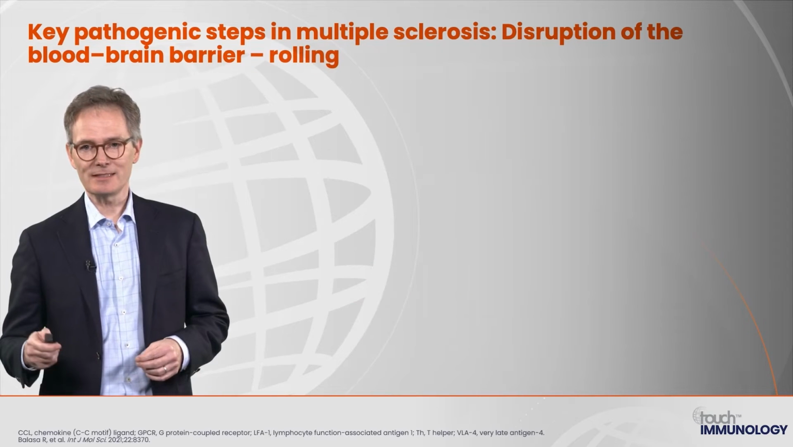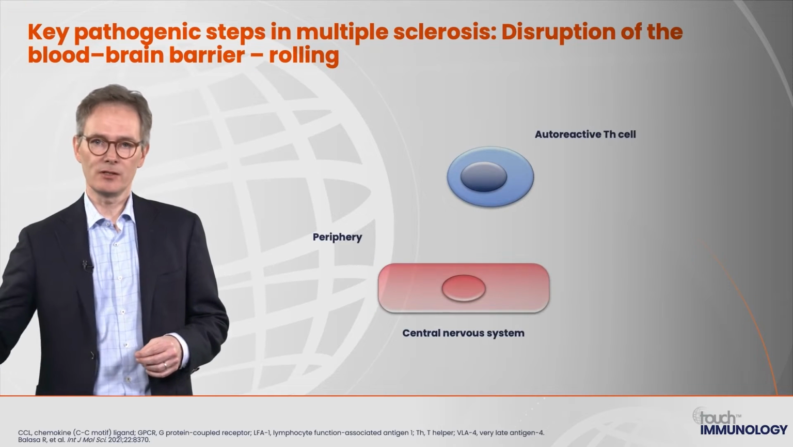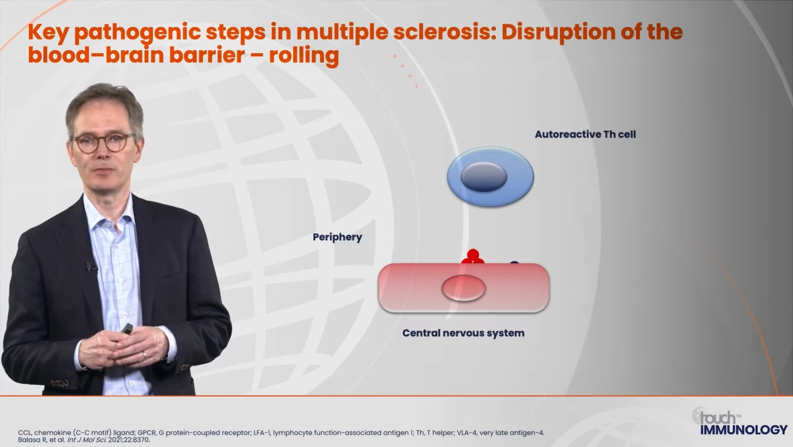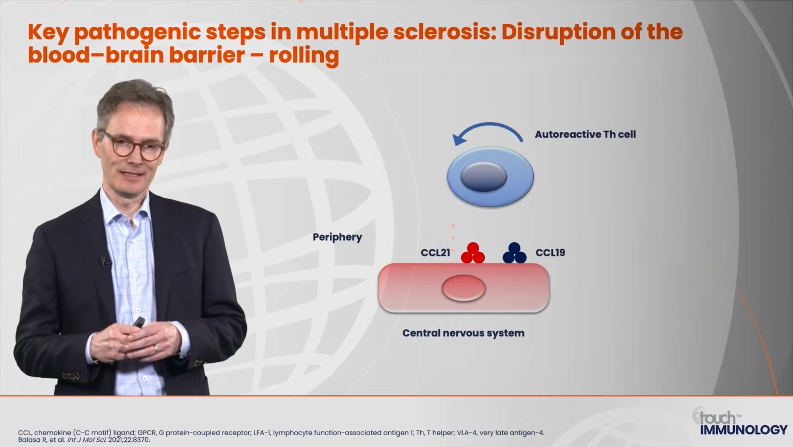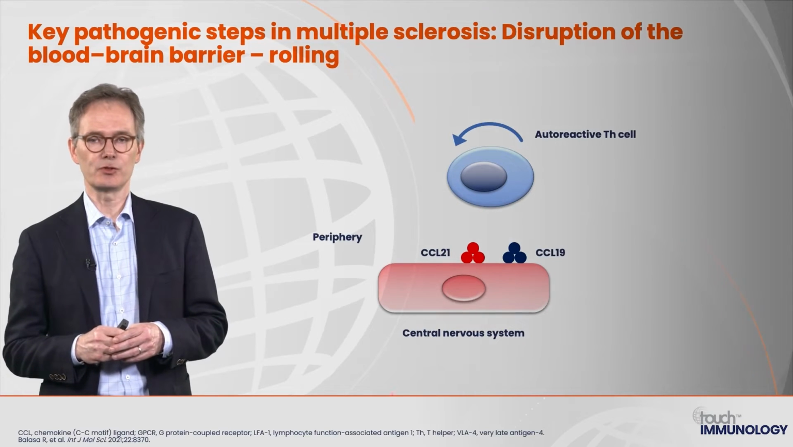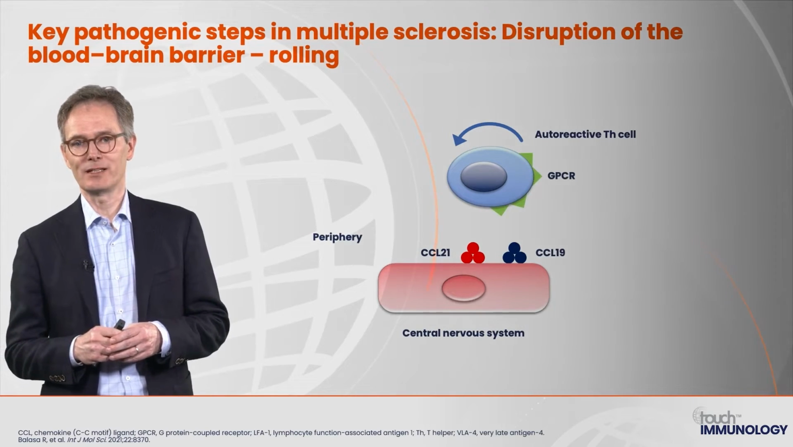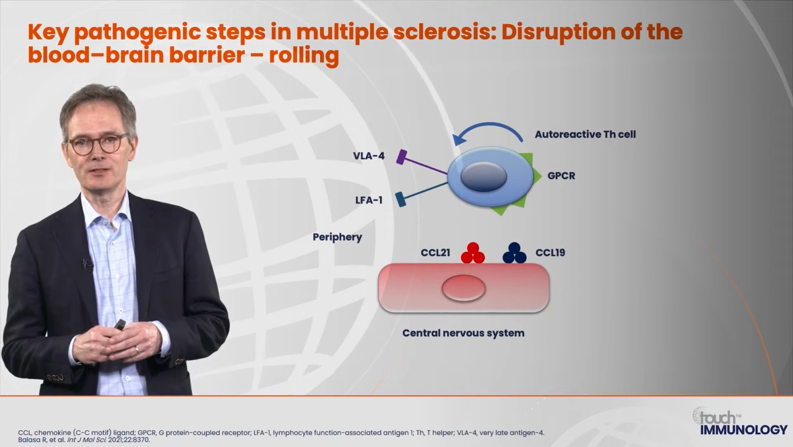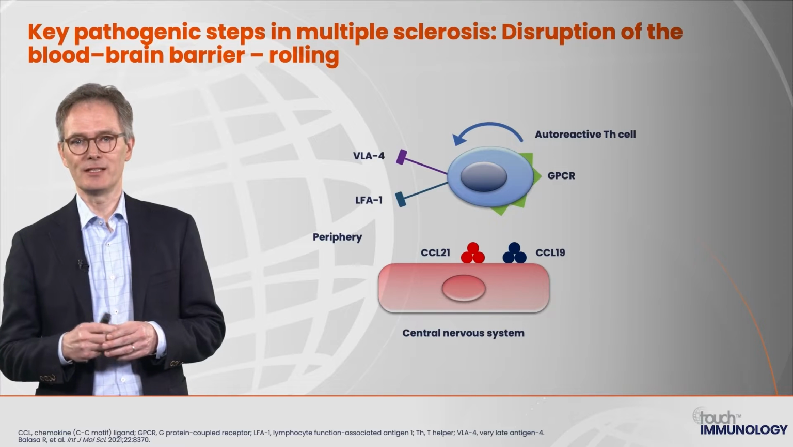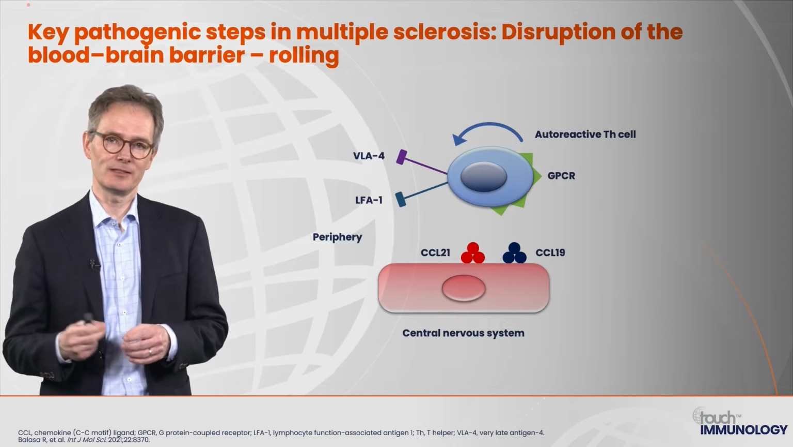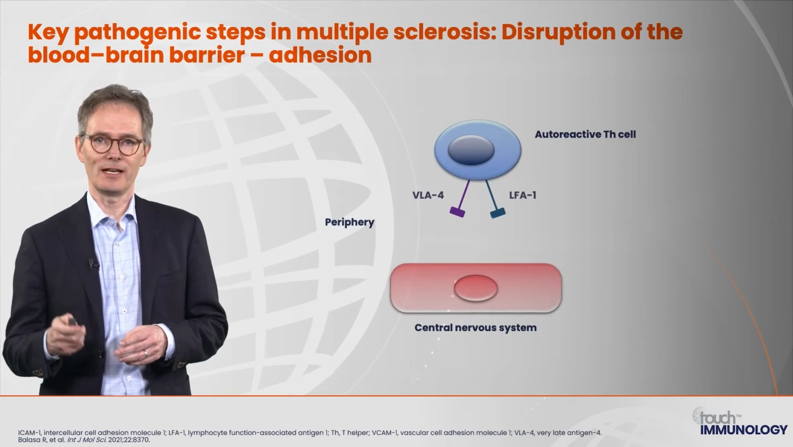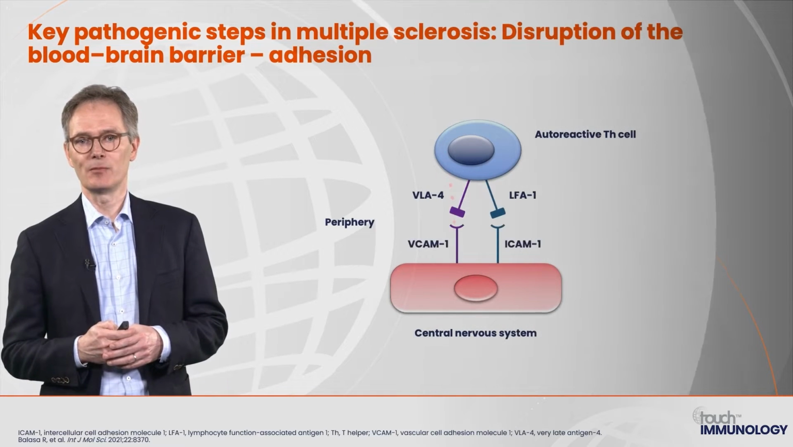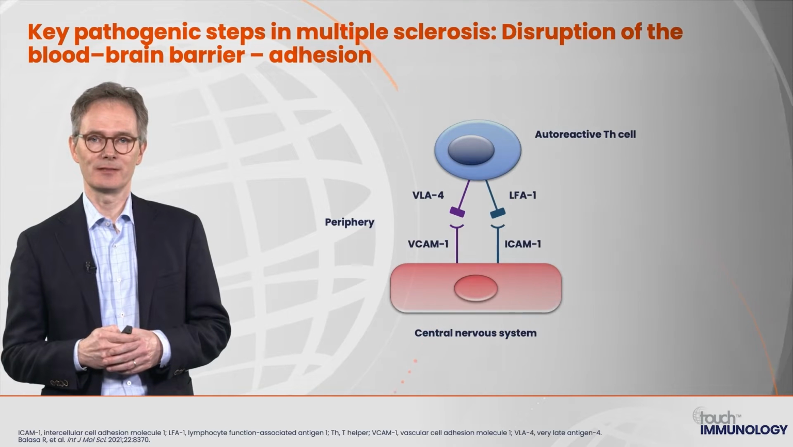cells. The next step is that they roll along the endothelial cells, and this process is nicely shown both by in vitro data, but also nice in vivo imaging data with 2-photon microscopy by the group from Alexander Flügel in Göttingen. Two important factors that then help to adhere the immune cells to the endothelial cells are VLA4 and LFA1. They bind to the VCAM1 and ICAM1 that are expressed by endothelial cells.